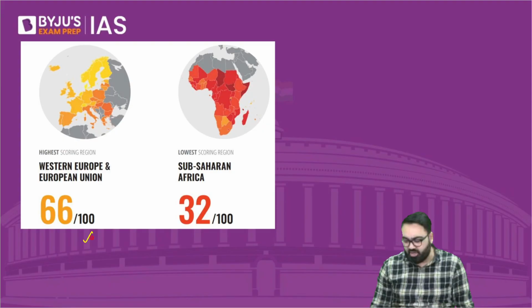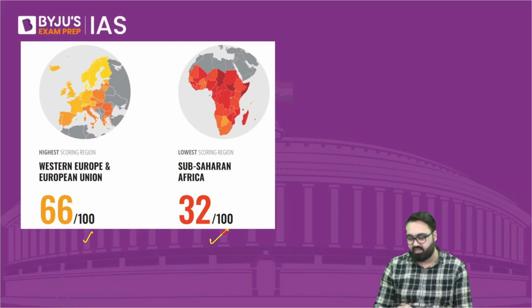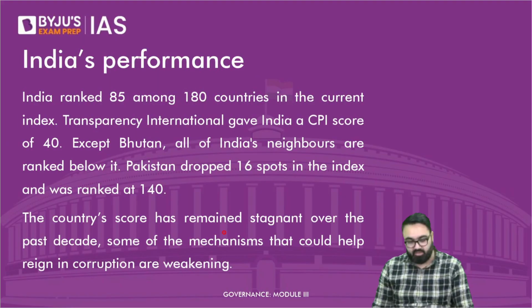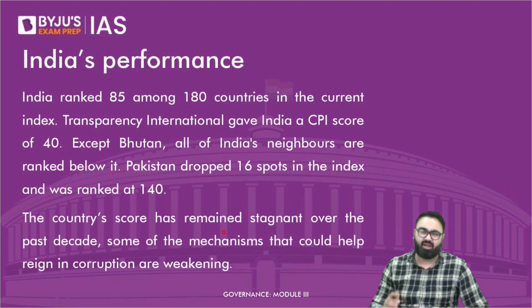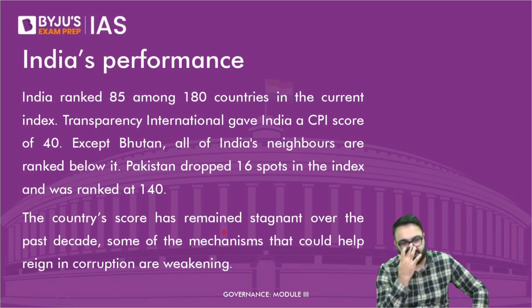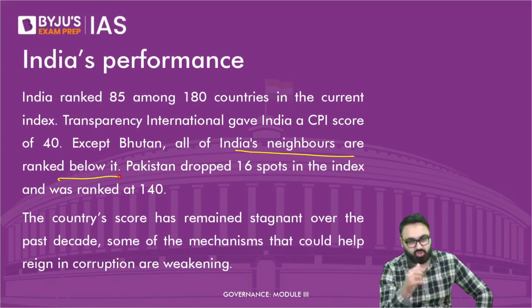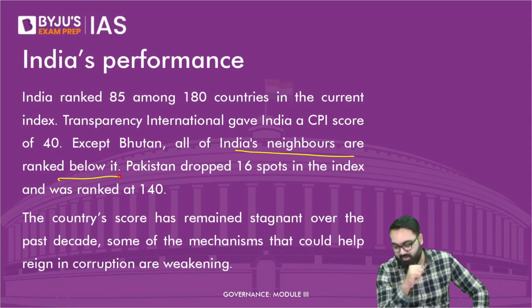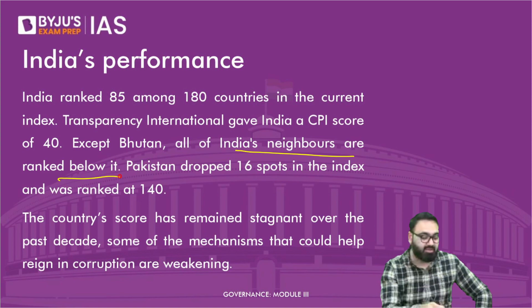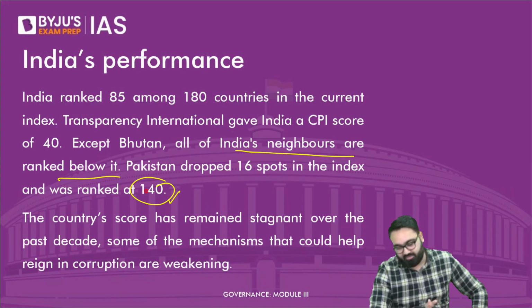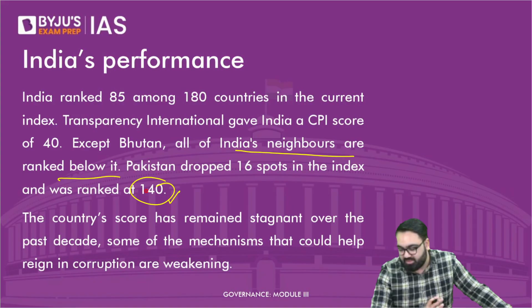Let's go ahead then. As expected, Western Europe and the European Union had the highest score amongst the regions. Sub-Saharan Africa, where some of the poorest countries in the world are, got a pretty low rank. Now, India's performance: we are somewhere in the middle, 85 out of 180 countries. Obviously not great. Except Bhutan, all our neighbors are ranked below us. We defeated Pakistan, who are ranked at 140. Our score has remained stagnant over the years. It's been 40 for some years now, so it's not going up or down.